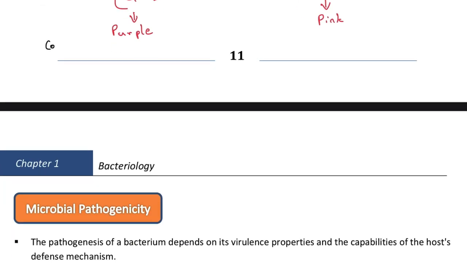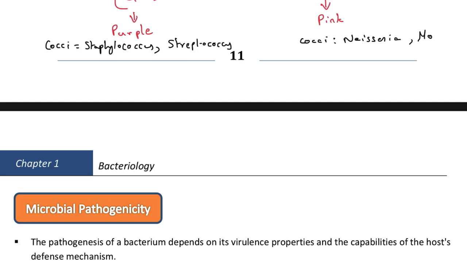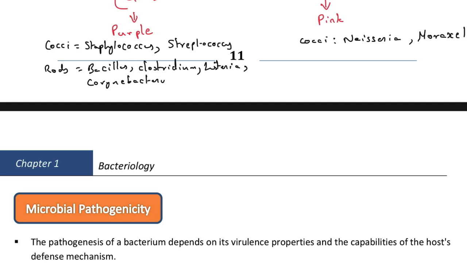In gram positive, the purple stain, we can see in cocci: Staphylococcus and Streptococcus. In gram negative cocci we can see Neisseria and Moraxella. Next we can see rods like Bacillus, Clostridium, and we can see Listeria, Corynebacterium. So these are the gram positive rods.